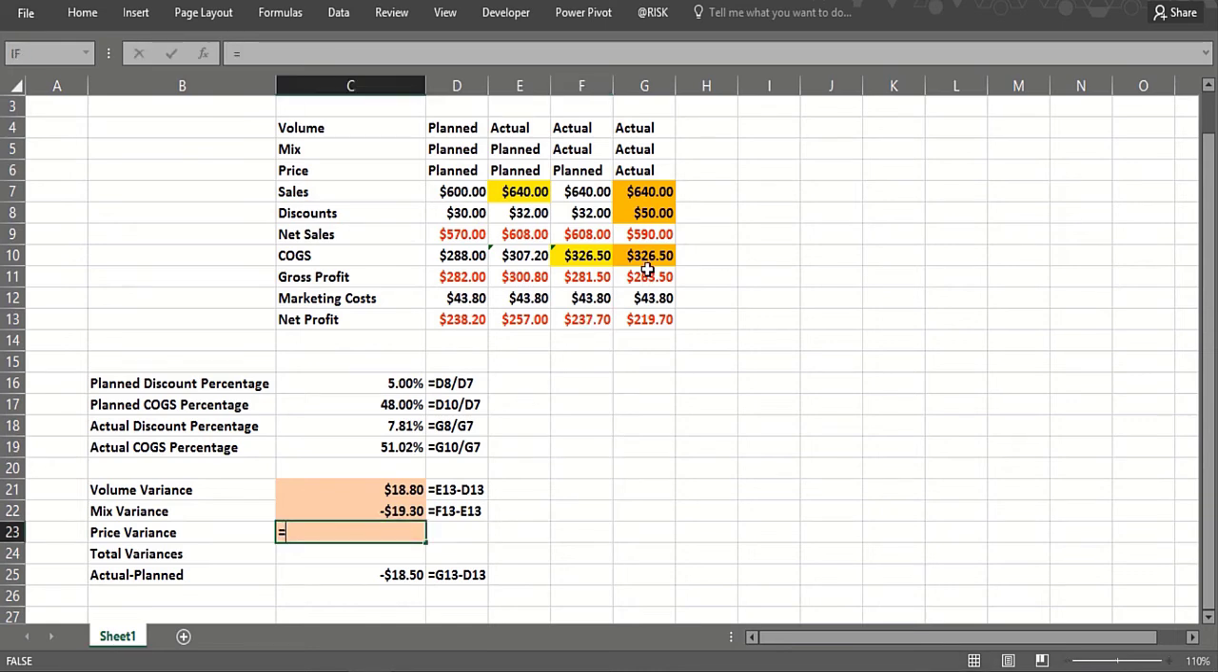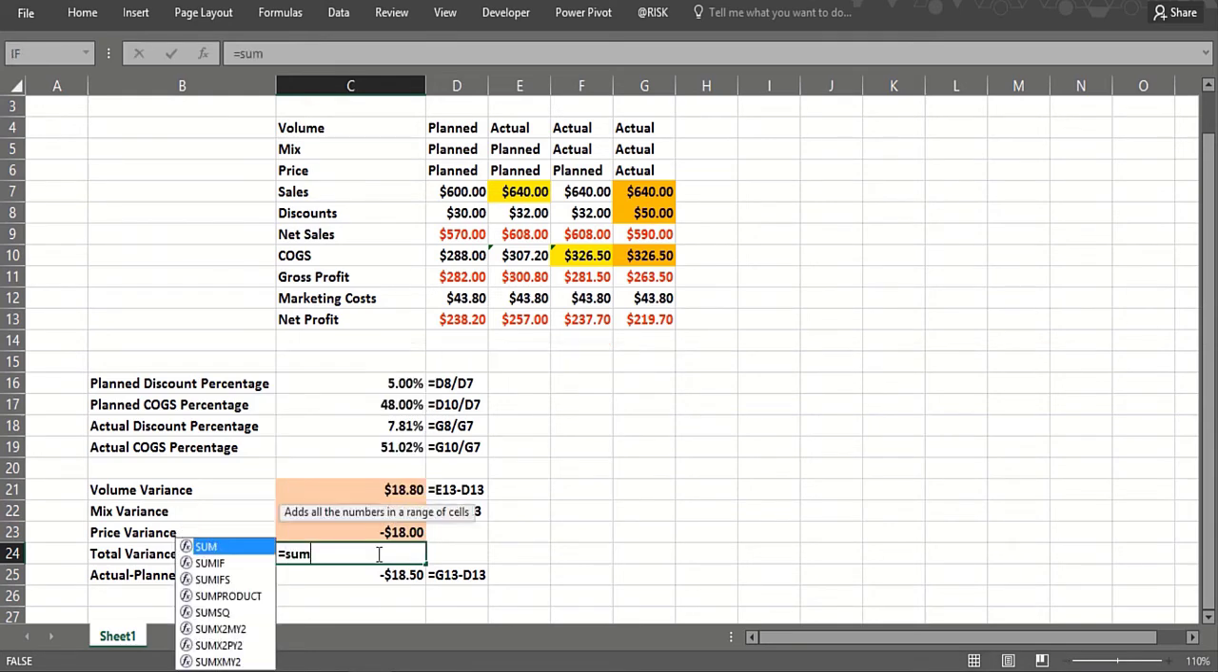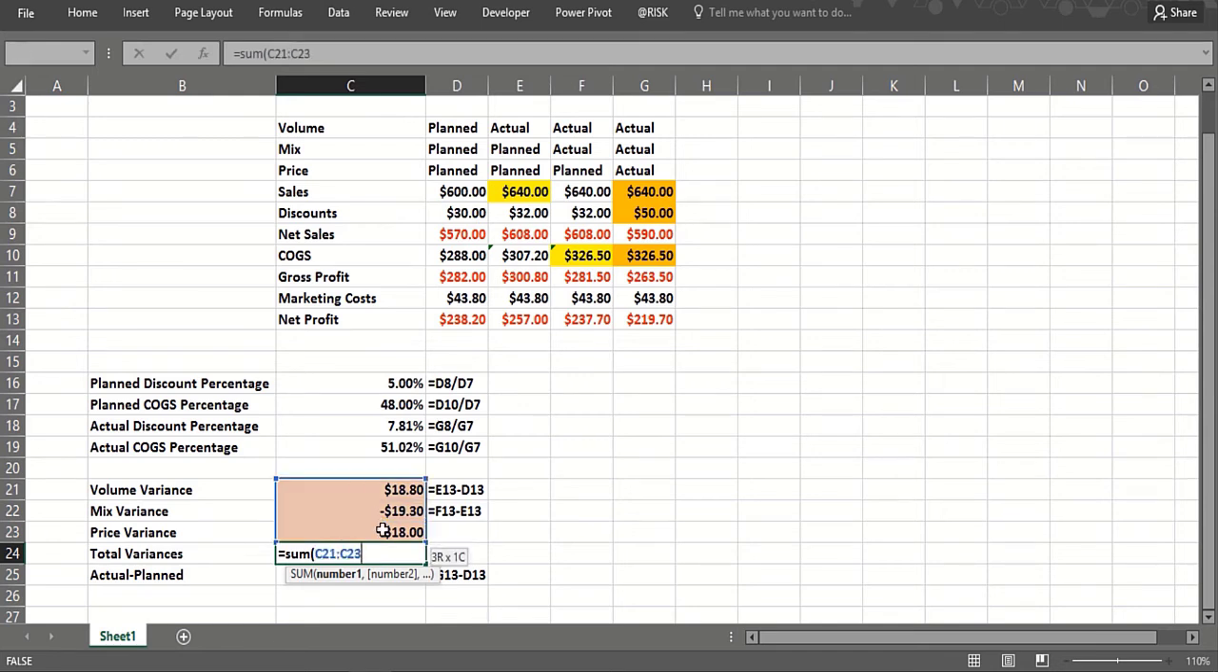Because what we're changing here is the discounts, making them the $50 that they actually turned out to be. So we're going to end up with this minus this. So we lost $18. Now if you add those up, that's minus 37.30 plus the 18.80, giving minus 18.50. And that matches with what the total change was, so we've decomposed it.